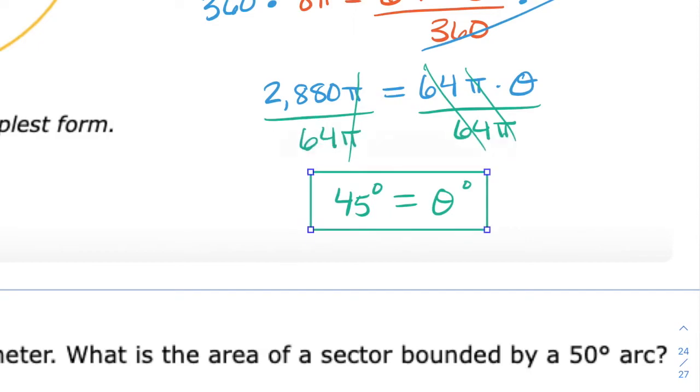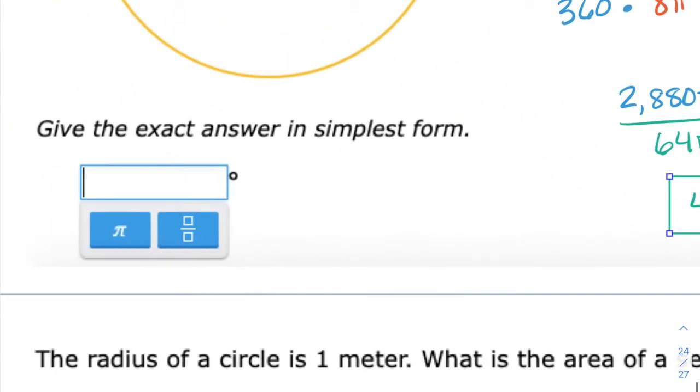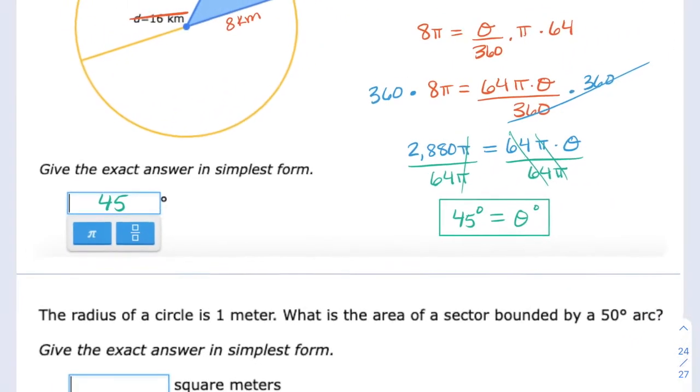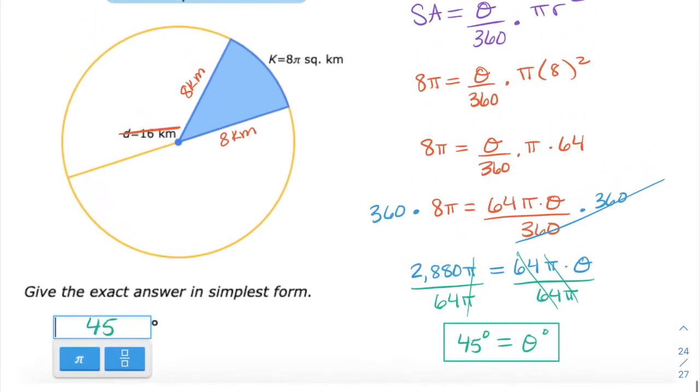It's the same process over and over. You just had to make sure that you broke the diameter up into 2 radii.